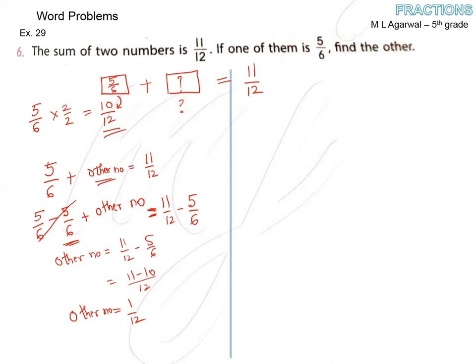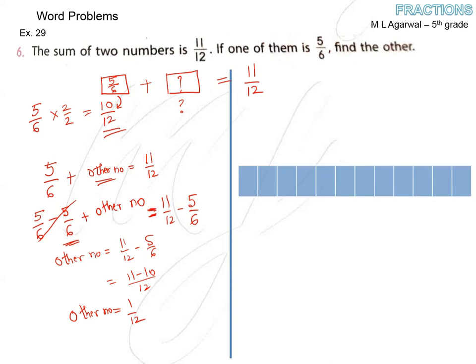Now how do we do it in the block method? So I have two fractions 5 upon 6 and 11 upon 12. I will convert this into like fraction. So I will make this as 10 upon 12 and my sum is 11 upon 12. So I will say this much is my sum 1, 2, 3, 4, 5, 6, 7, 8, 9, 10 and 11. Total 12 parts because denominator is 12.